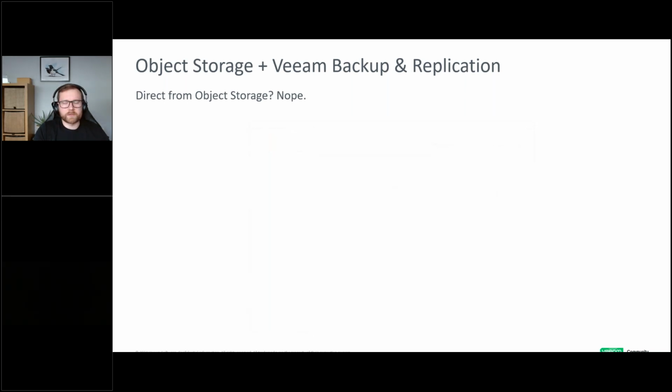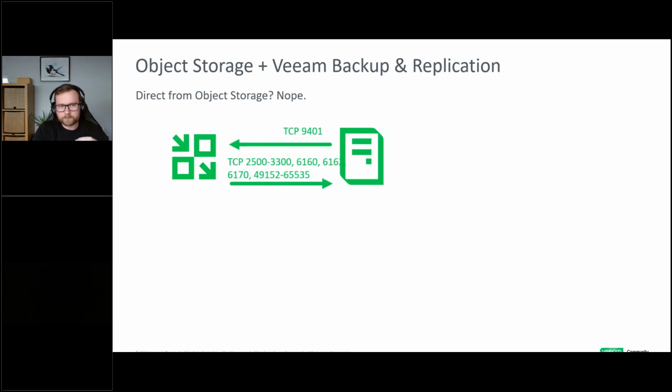So let's start off by introducing our VBR server and our mount server and how they communicate. The mount server will talk to the VBR server on port 9401, and the VBR server, it's a bit port hungry, and decides to talk to our mount server on TCP ports between 2500 and 3300. Also, it uses 6160, 6162, 6170, and a dynamic RPC port from the range of 49,152 to 65,535. Don't try to remember them all, it's in Veeam's documentation. Now, I've omitted port 445 from the diagram as it's just used for deploying components, not strictly for our recovery scenario we're talking about right now.